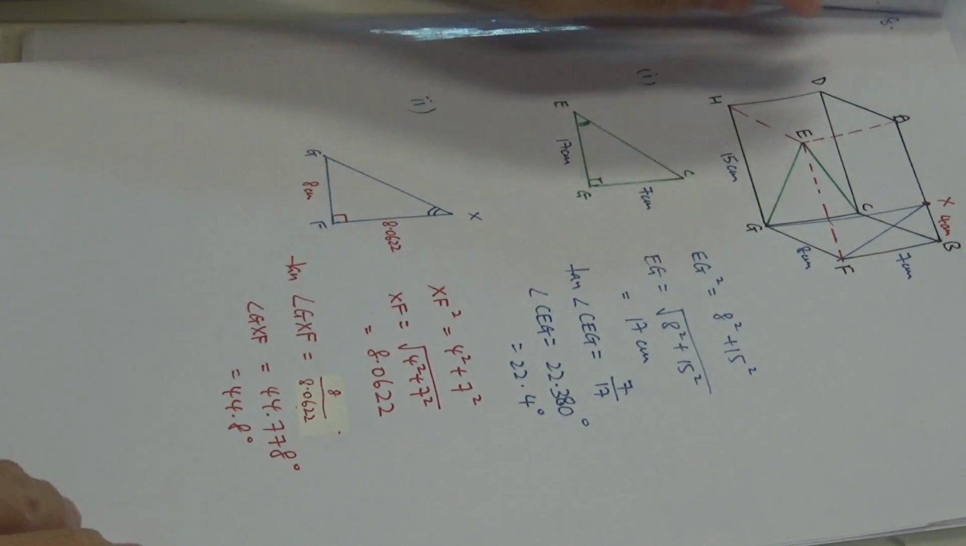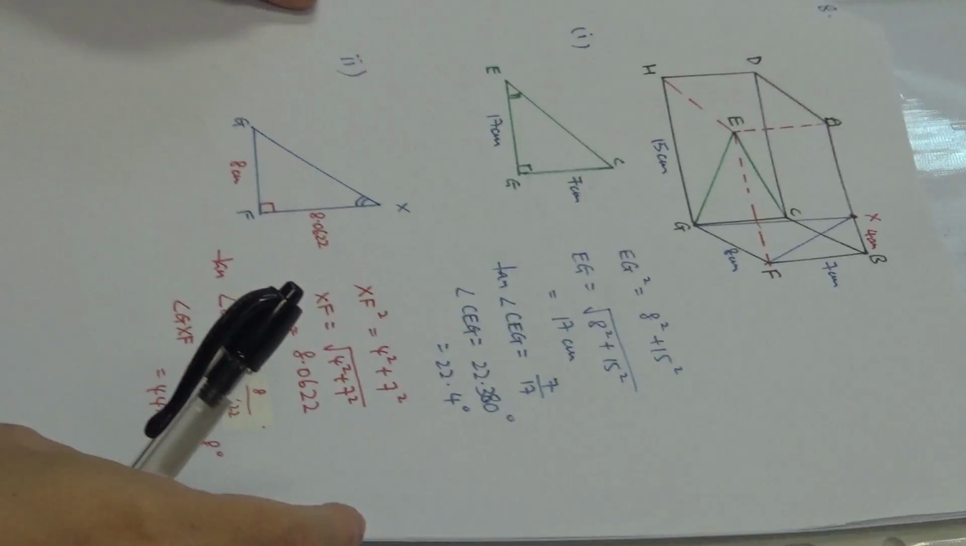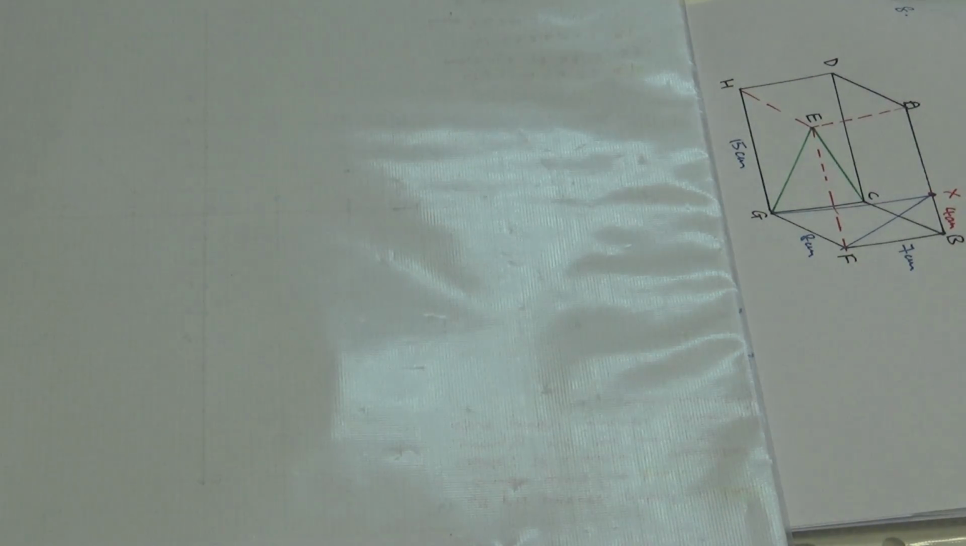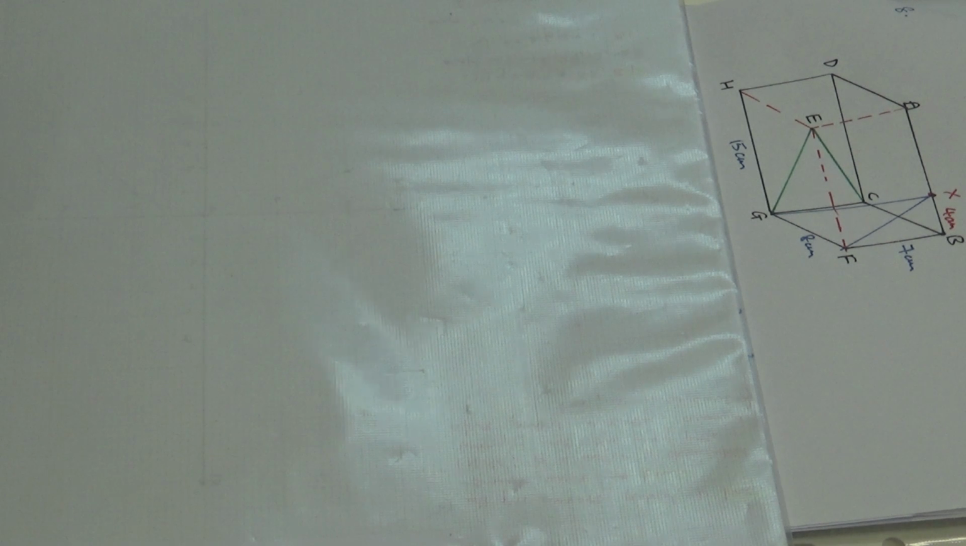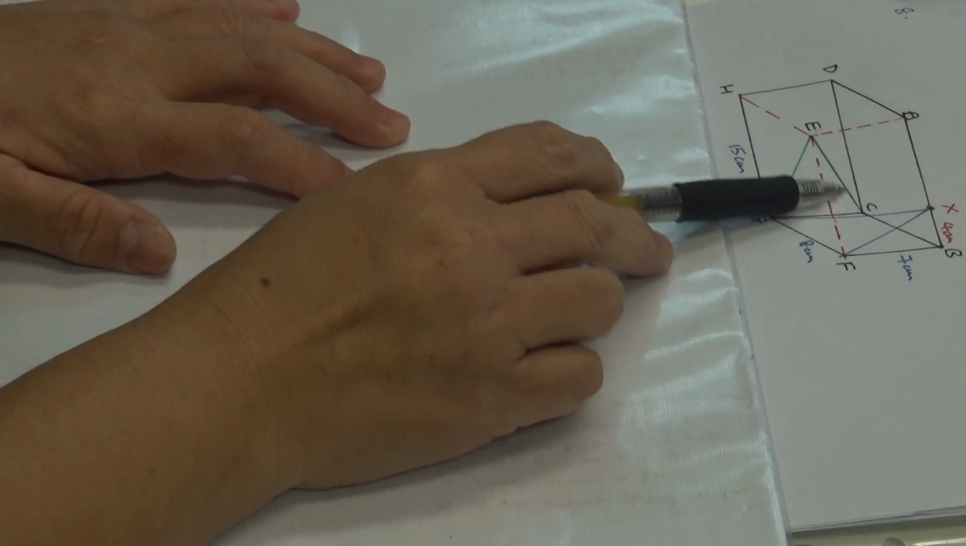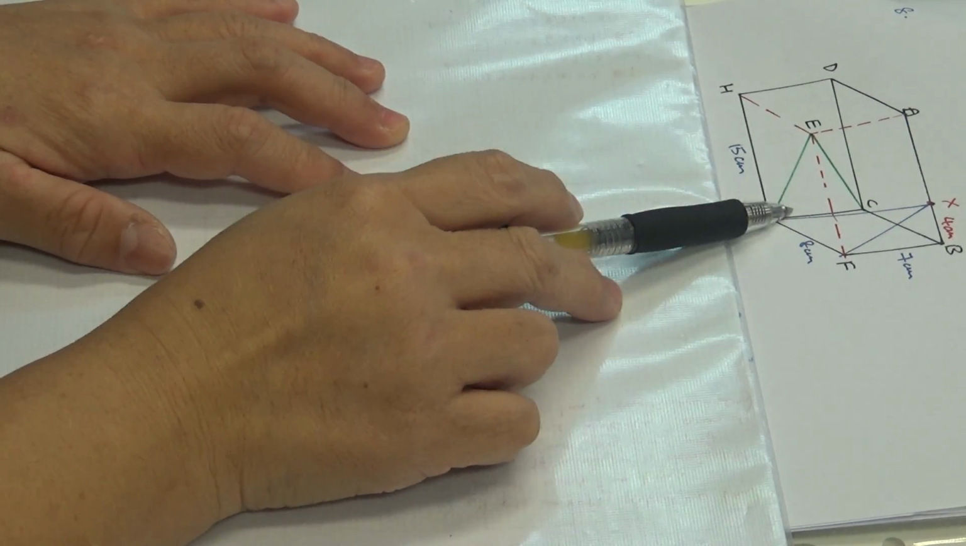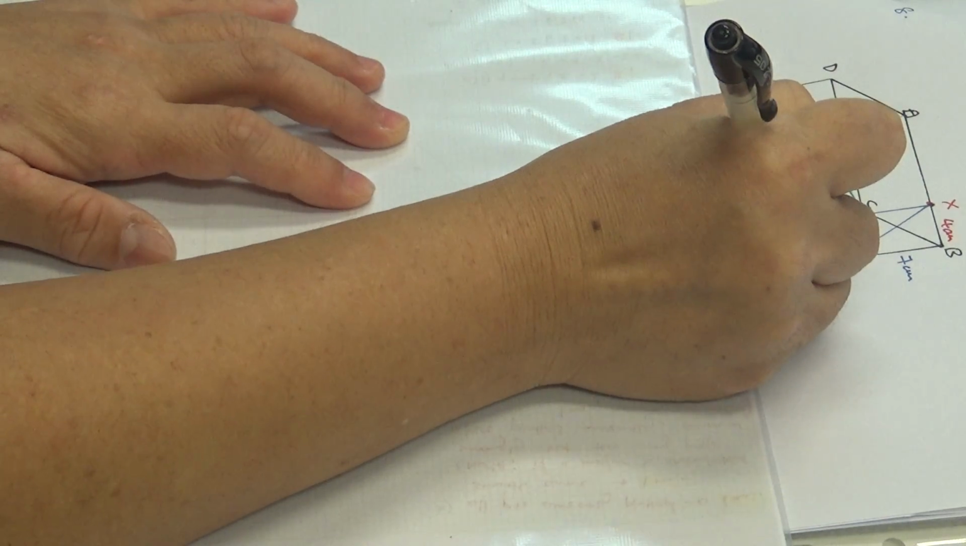Next, we are going on to question number 8. Let's look at question number 8. Question number 8 states this. In the figure, a cuboid has a horizontal base EFGH, where HG is 15 cm and GF is 8 cm and BF is 7 cm. X is a point on AB such that XB is 4 cm. Find angle CEG. Now, if I want to find angle CEG, I'm actually looking at this particular triangle, the green one. And this is 90 degrees over here.